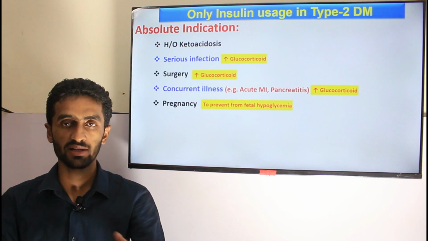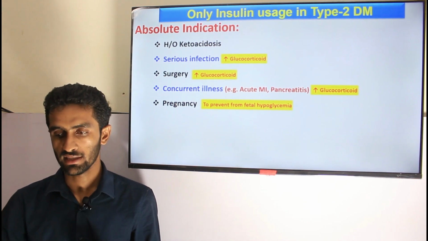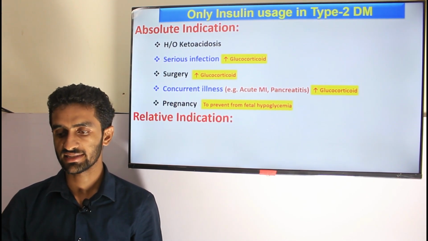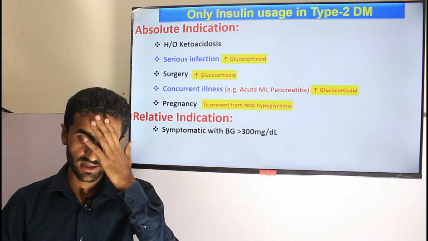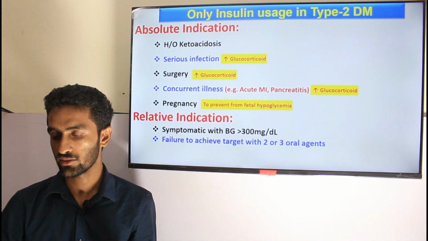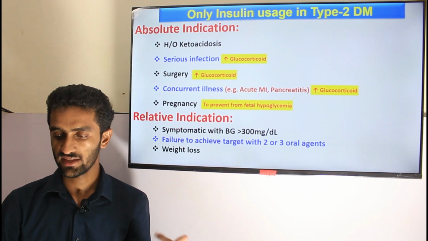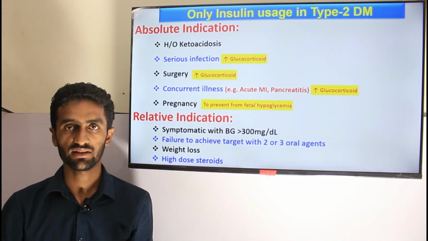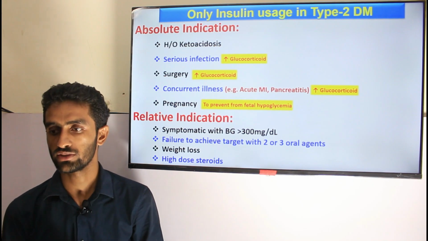So in this way, you should always use the insulin. There are some relative indications you can consider: when the blood glucose crosses 300, if there is failure to achieve the target with 2 or 3 oral agents, or if there is weight loss, or if someone is taking a high dose steroid, then you can use the insulin.